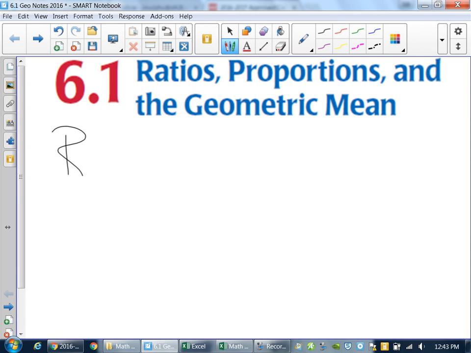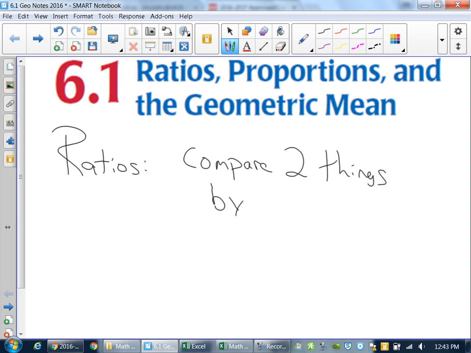Ratios. As you know, ratios is nothing more than a comparison of two things by division. And when we talk about by division, usually means it's just written up as a fraction. You guys have all seen the different ways they write it out. You can write it as fractions.